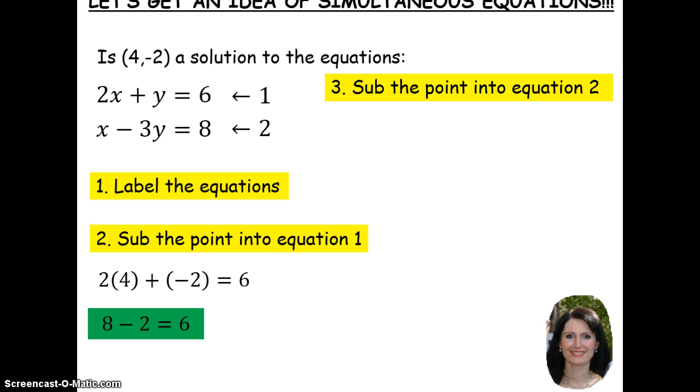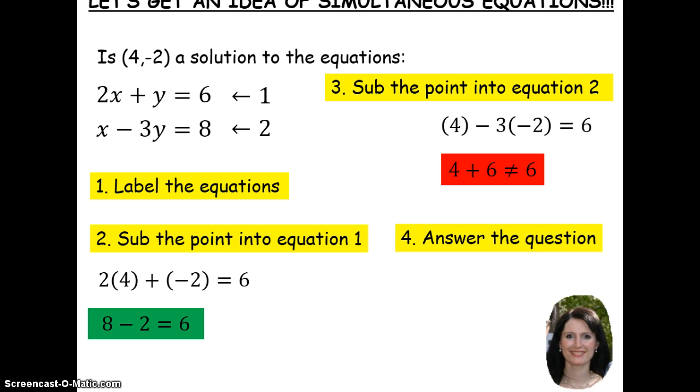Let's see if the point also lies on x minus 3y equals 8. Sub the point into equation 2. 4 minus 3 times -2 equals 6. 4 plus 6 equals 6? No, 4 plus 6 equals 10. So this point does not lie on the line x minus 3y equals 8. To answer the question, we would say 4, -2 is not a solution. So these two lines do not intersect at this point. They do not cross at 4, -2.